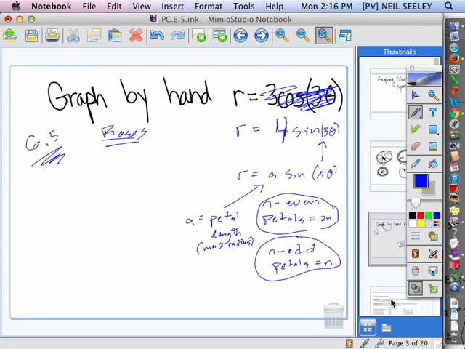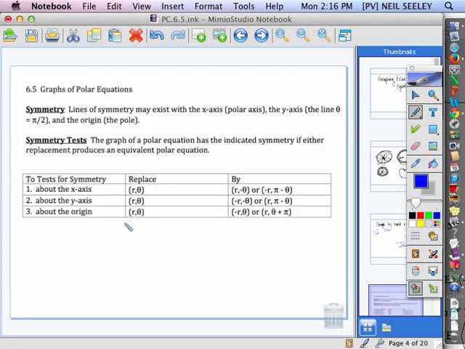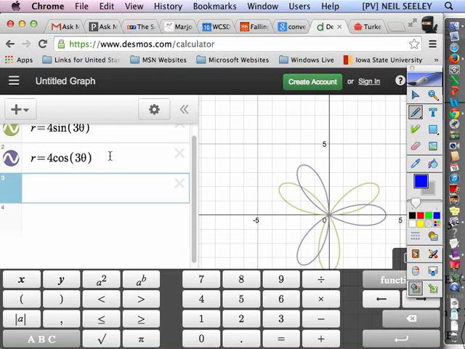The next thing I have on here is the symmetry again. It's easy to tell symmetry about the x-axis. So let's see which one is which. If I go back to my drawings on here, which has symmetry about the x-axis? Is it cosine or sine?